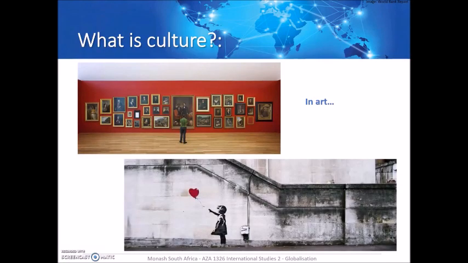By the way, this is Banksy. He's an international graffiti artist that has been very famous for his social and political critique. So if you want to check him out, he has quite interesting statements and art. Some people consider it art, some people don't consider it art.